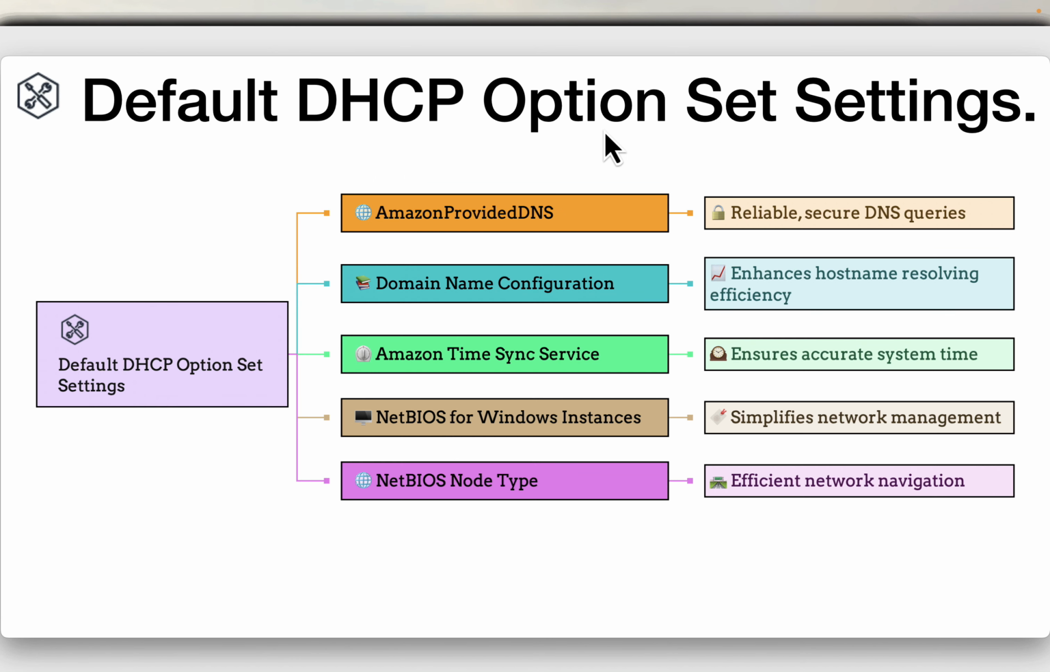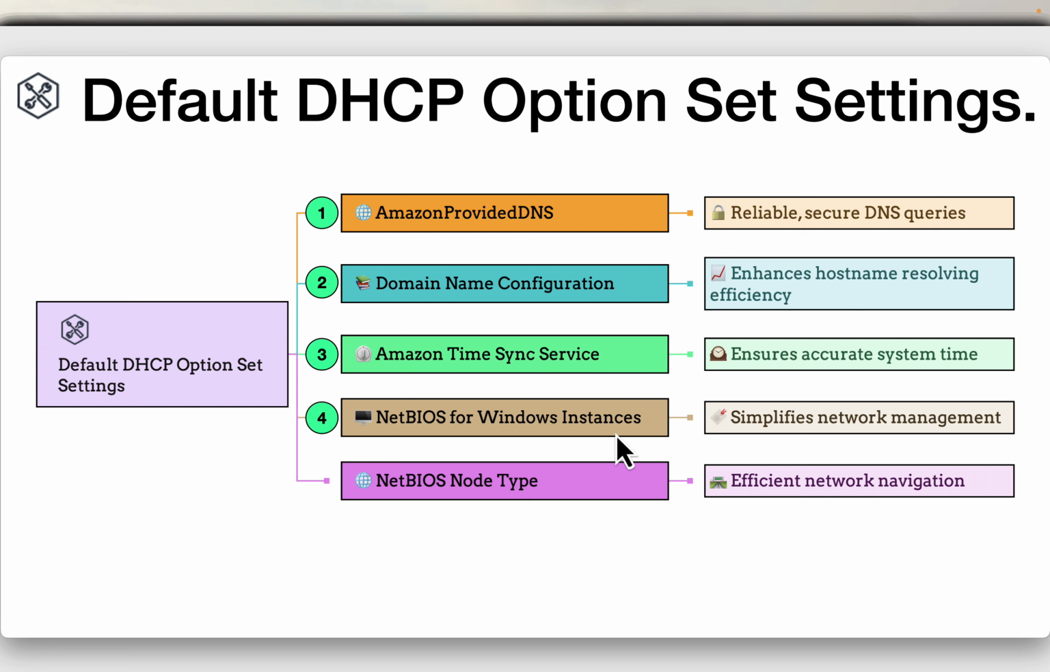Okay, default DHCP option set settings. So this is the default DHCP option set settings. First, Amazon provided DNS specifies the DNS servers for domain name resolution provided by Amazon, ensuring reliable and secure DNS queries. Domain name configuration details the domain name used by clients for DNS resolution, enhancing the efficiency of hostname resolving within EC2 instances. Amazon Time Sync service is used by EC2 instances to use Amazon's own time synchronization service by default, which ensures accurate system time across all instances.